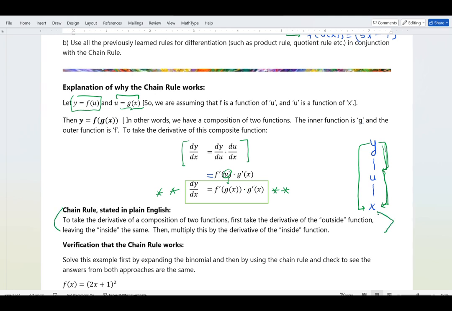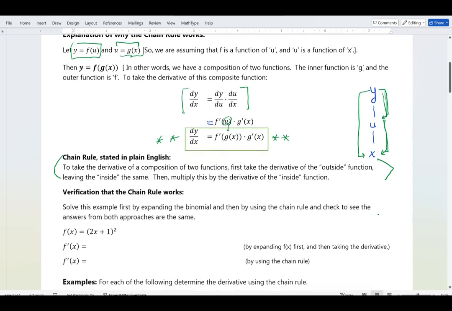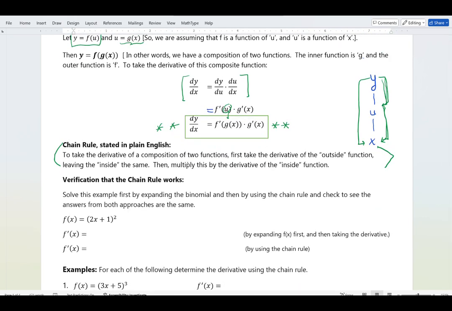Here is the same rule stated in plain English. To take the derivative of a composition of two functions, first take the derivative of the outside function, which was f, because we have y equals f of g of x. So take the derivative of the outside function f, leaving the inside the same, so g of x stays the same. Then multiply this by the derivative of the inside function. The inside function is g of x. We're multiplying everything by the derivative of g of x. So that's what the chain rule is.